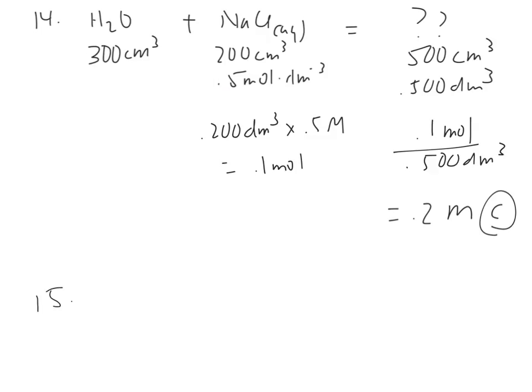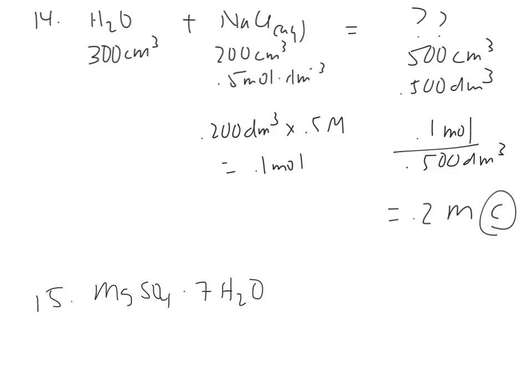Number 15 wants to know the approximate molar mass of MgSO4·7H2O. And remember, this just means I've got an ionic crystal, magnesium sulfate, that's able to trap water in it. And in fact, one formula unit of magnesium sulfate can trap 7 water molecules.